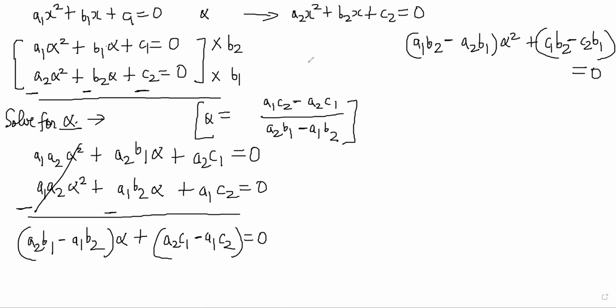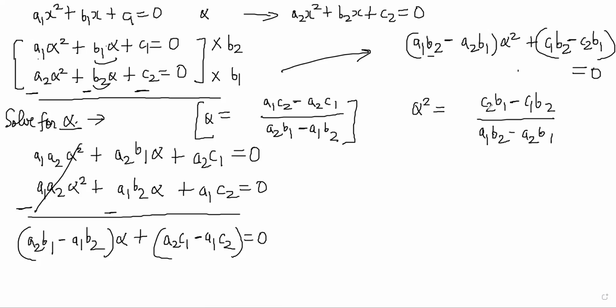After subtraction, I have cancelled this and this. I have multiplied this one by B2 and this one by B1, and subtracted. So I should get this, right? Correct. So alpha square is coming out to be (C2B1 minus C1B2) by (A1B2 minus A2B1), right?